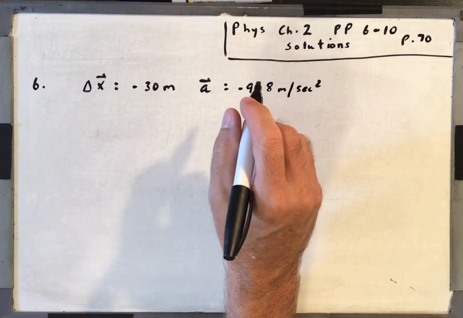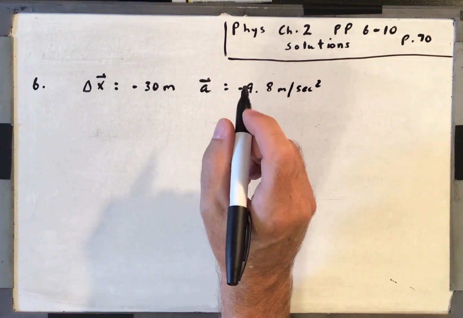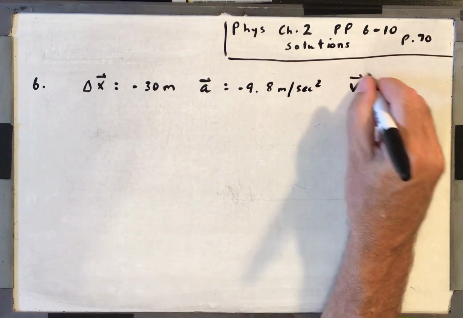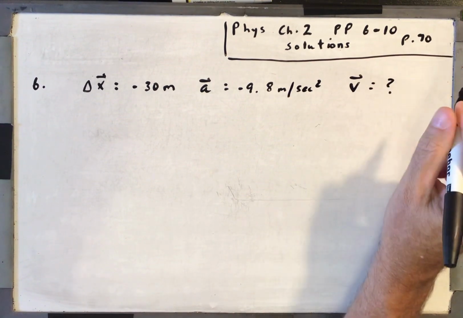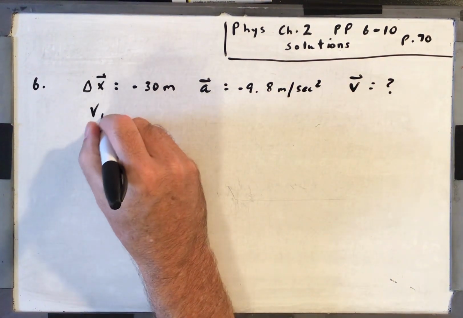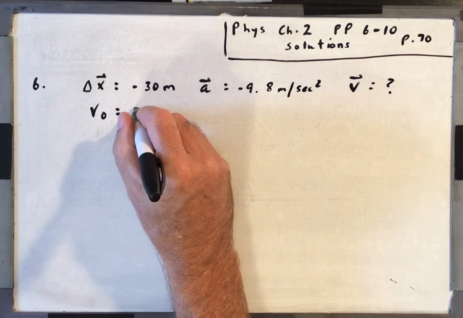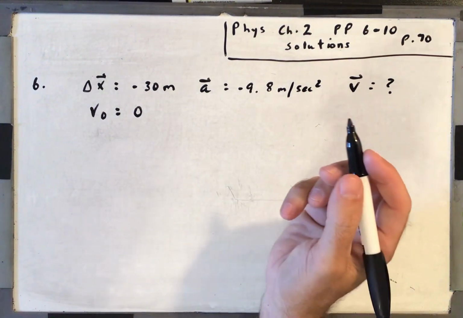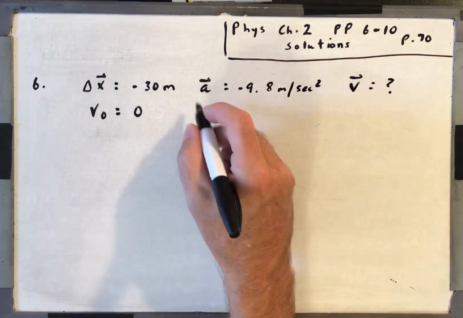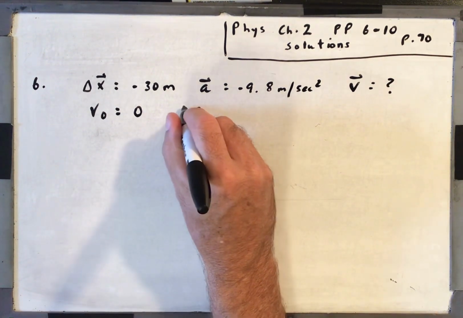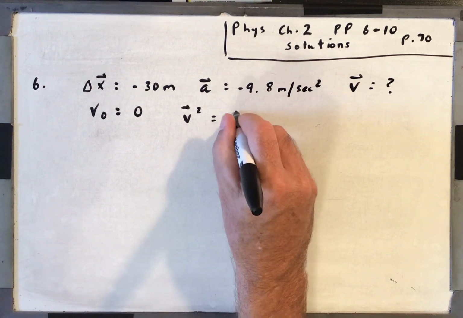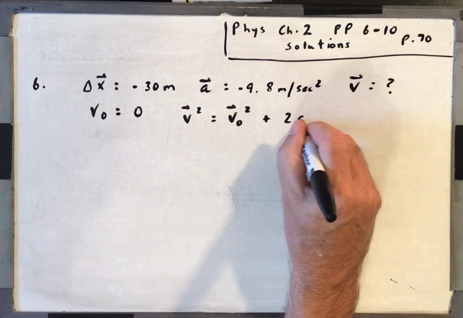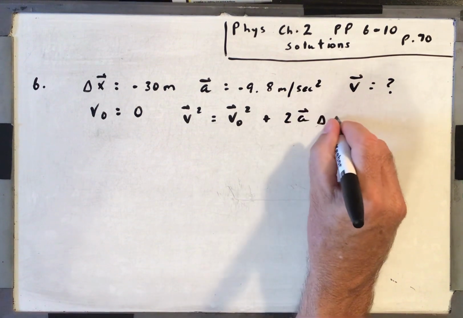We don't know anything about time. We want to know what is the final velocity. And we know that the initial velocity is equal to 0, so it didn't have any velocity at the beginning. So that would be equation number 2. The final velocity squared is equal to the initial velocity squared plus 2 times acceleration times displacement.